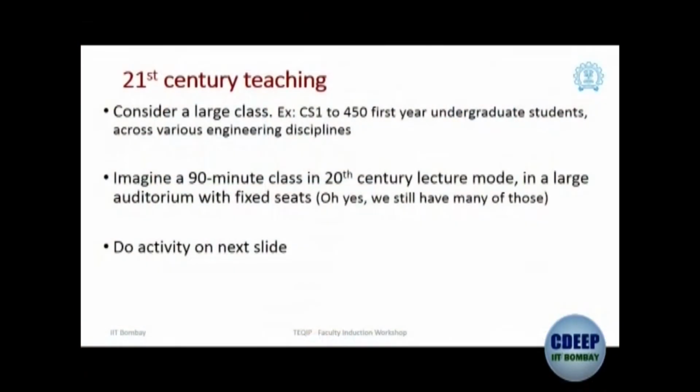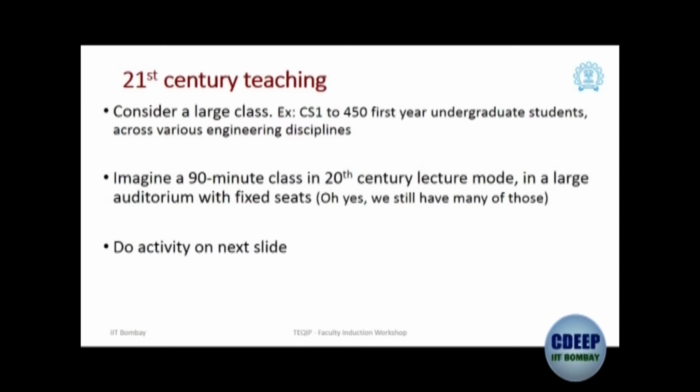Okay, so let me do one more example. So consider a large class. This classroom is actually quite familiar to me because just very recently I taught a course called CS 101. That is the basic programming course, to 450 students in this class and the one beside next class here. So consider that class. You are teaching CS 101 to 450 students across various engineering disciplines. Now you imagine a 90-minute class in the 20th century lecture mode.